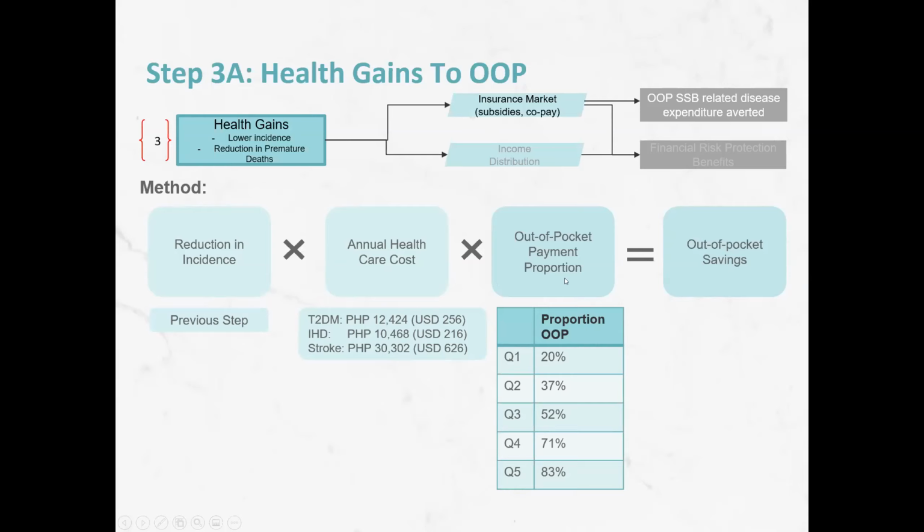We multiply by the out-of-pocket payment proportion that the individuals are supposed to pay. So in the Philippines, quintile 1 pays about 20% of their healthcare costs as out-of-pocket costs, whereas quintile 5 pays about 83% to estimate the out-of-pocket savings.